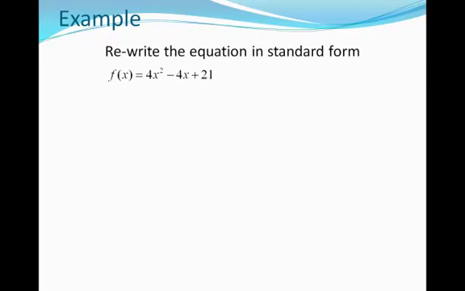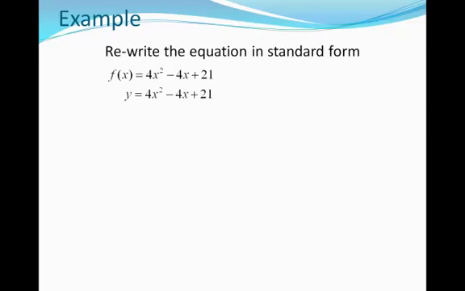So let's take a look at f(x) equals 4x squared minus 4x plus 21. Because maybe this is some sort of function I want to graph, but I'm not really sure where the vertex is. So in order to do this, I need to put it into vertex form. Okay? So what I need to do is go through the process of completing the square. Okay, here's how that works.